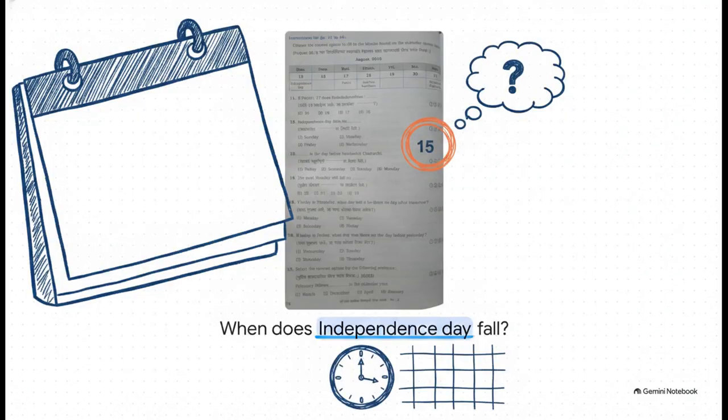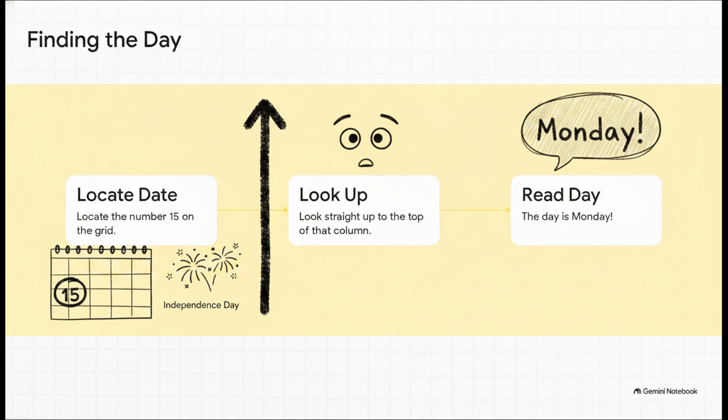Let's try just one more to lock it in. Question 12 asks, Independence Day falls on, and then there's a blank. So we need to figure out the exact day of the week. Let's fire up that grid logic again. It really just comes down to following 3 simple steps. Step 1, locate Independence Day and the number 15 on your grid. Step 2, look straight up to the very top of that specific column. And step 3, just read the day written there. It's Monday. It's a purely visual trace, and honestly, if you take your time and do it carefully, you will literally never get this wrong.